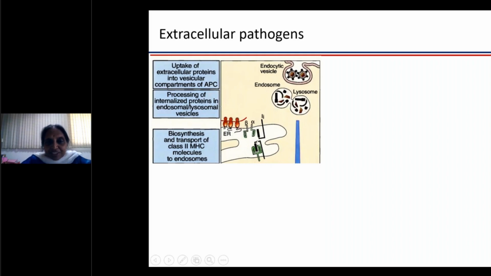So that is how you have the MHC class 2 and you have the extracellular antigen which has been chopped off because of either the enzymes in the lysosome as well as because of acidic pH.